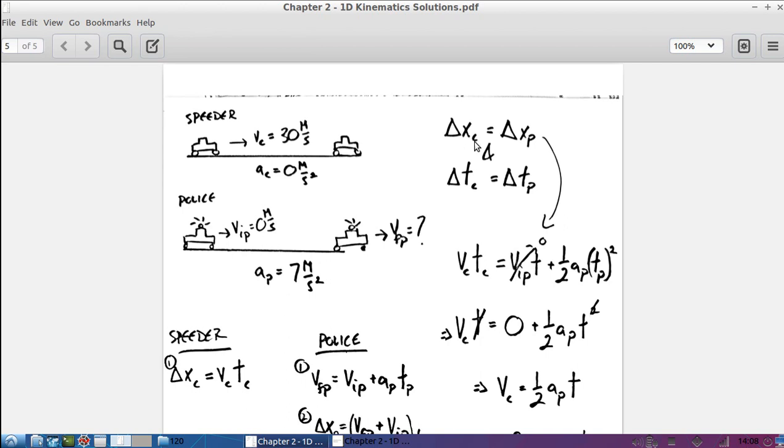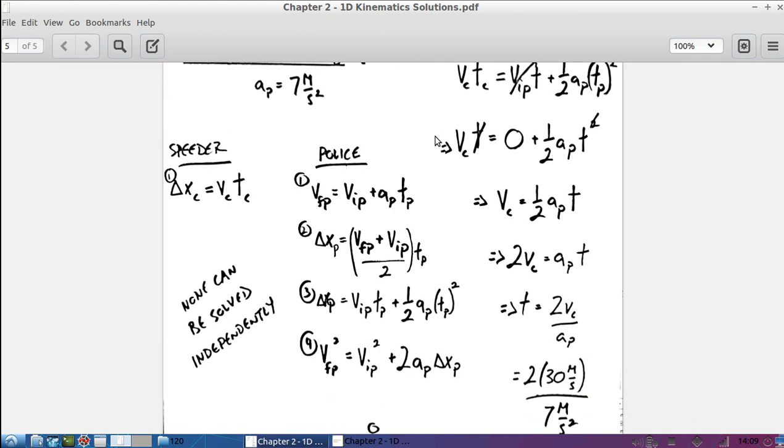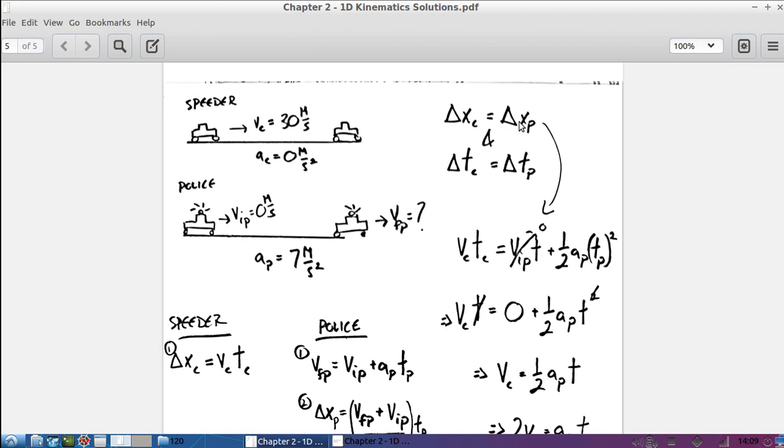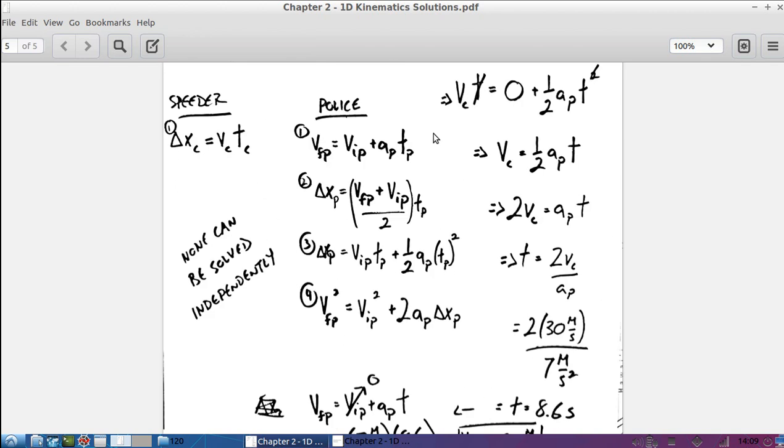So delta x sub c is delta x sub p. What that means is any expression equal to delta x sub c is also equal to any expression that's equal to delta x sub p. So if I can get two solvable expressions for these two variables, I can set them equal to each other. Basically I'm going to be substituting two equivalent expressions in for delta x sub c and delta x sub p.